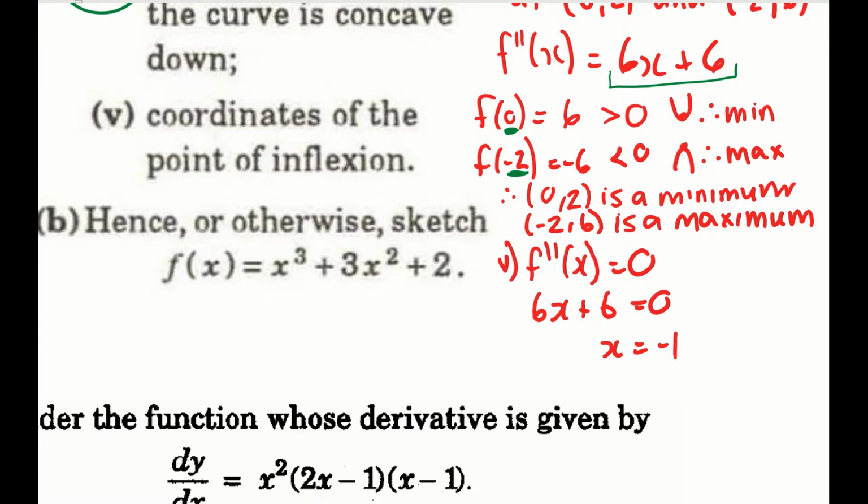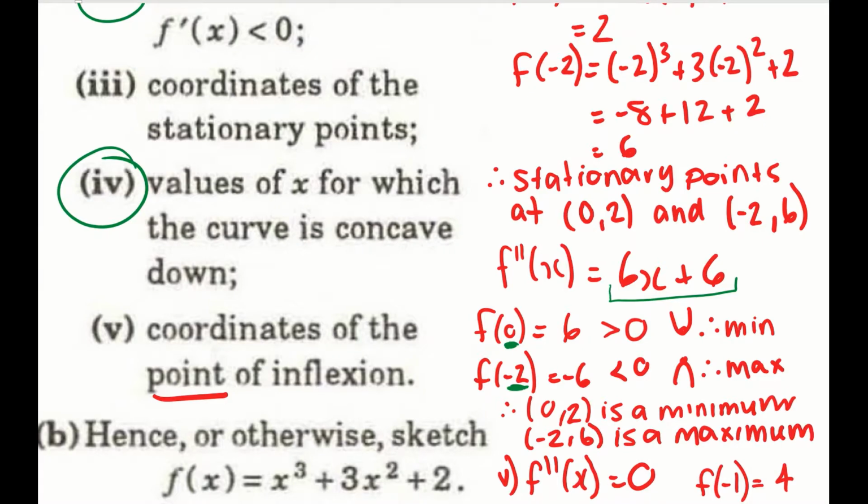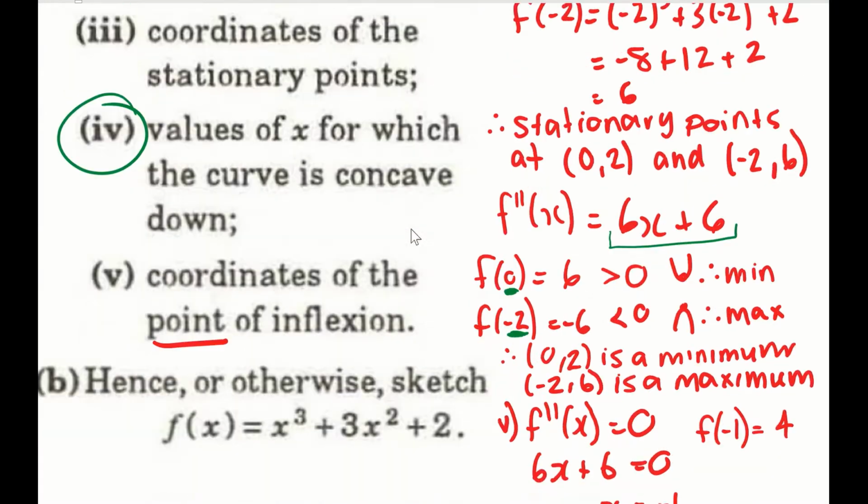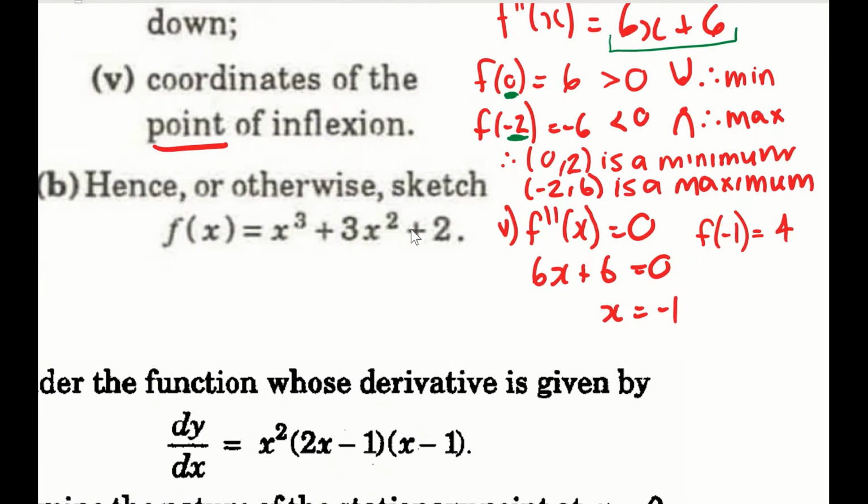Once again, it does say find the coordinates of the point. So once again, subbing negative 1 into my original, you will get negative 1, 4. So therefore, I have a point of inflection at negative 1, 4.